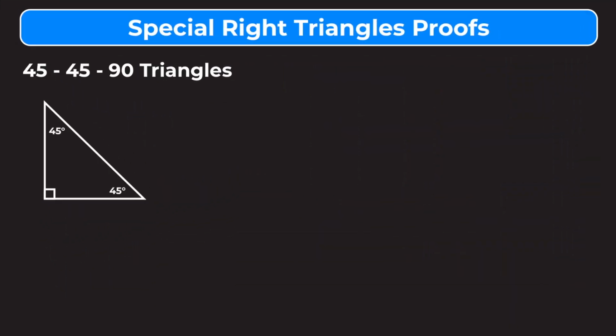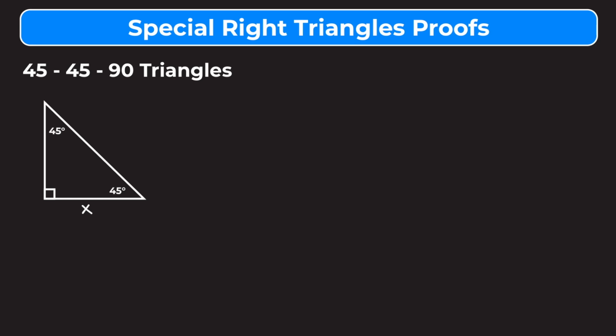In this video, we are going to derive or prove the rules for special right triangles. And we're going to start with a 45, 45, 90 triangle. So I'm just going to be showing you guys where the rule comes from in case you don't want to memorize it. So what I'm going to start by doing is labeling my legs as X.